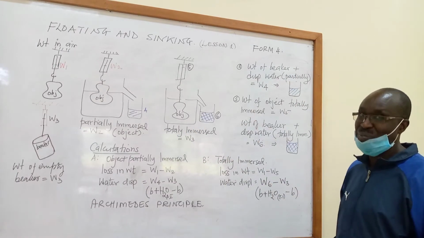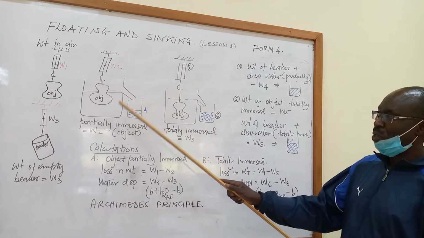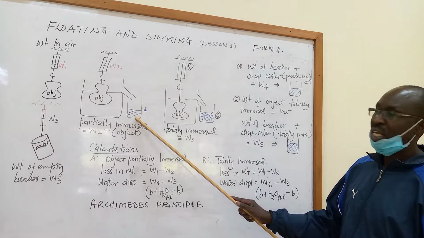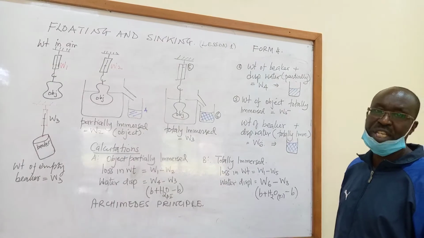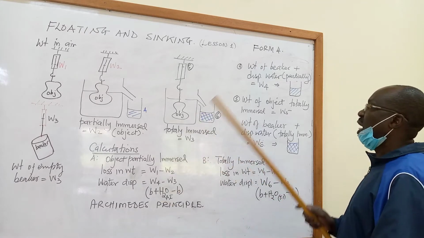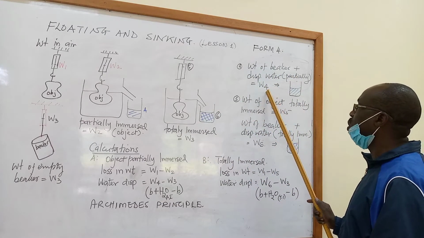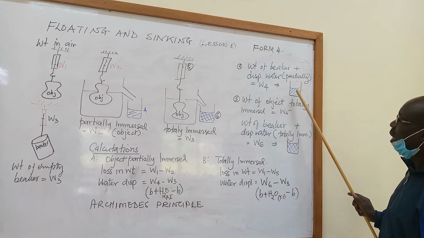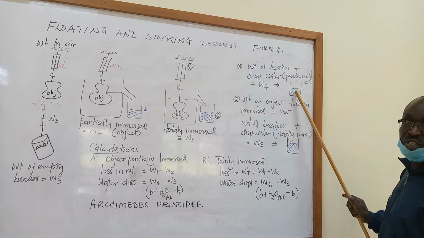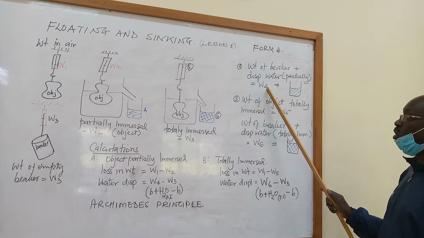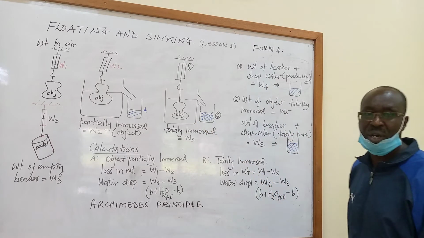You must go step by step. When it is partially immersed, you collected some water into the beaker whose weight is known. Now you take again and give it W4. You can see the beaker and water displaced when the object is partially immersed. Give it W4. Then you come here.